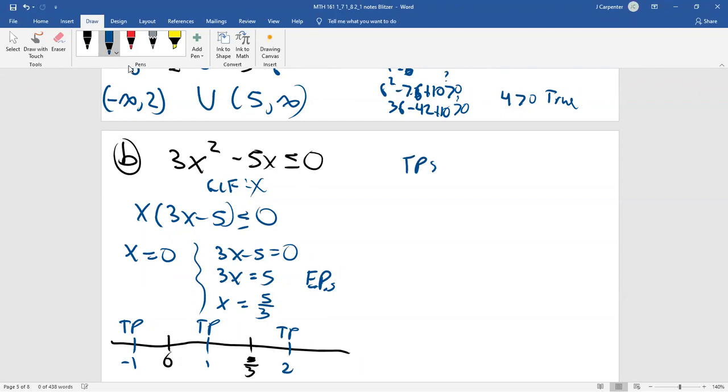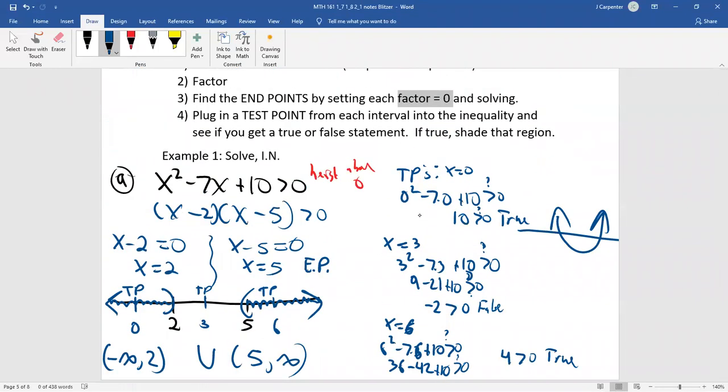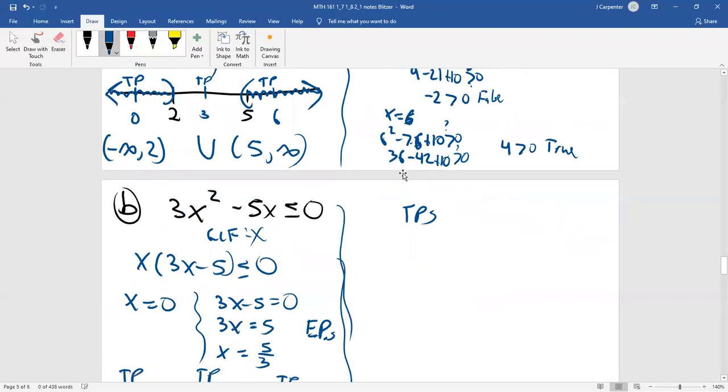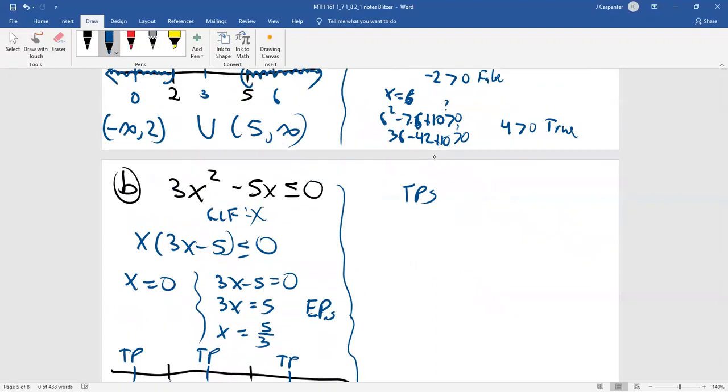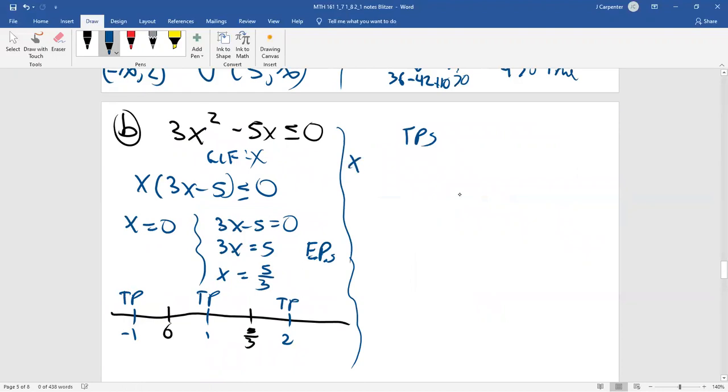So for our test points, the first one we're going to try out is x equals -1. Now last time we plugged it in directly and we saw what we got. And I said you could have plugged in the factored form or the original form. I'm going to use the factored form this time, the x times the 3x minus 5. And I'm not even going to show all of the arithmetic. I'm going to use a trick. So we're plugging into the factored form. So we get -1 times 3 times -1 minus 5.